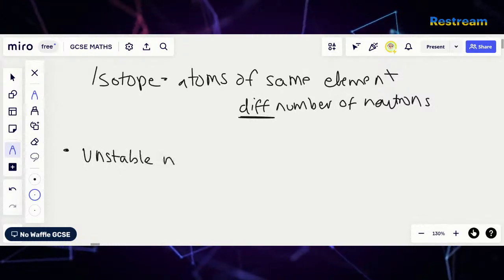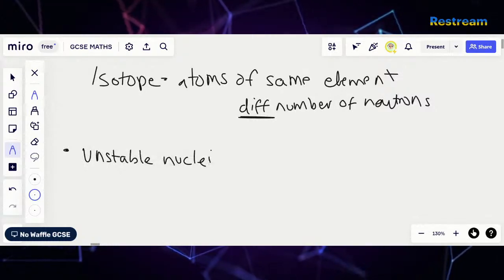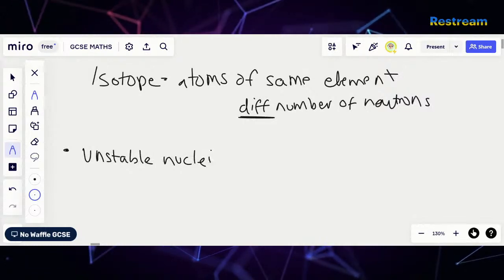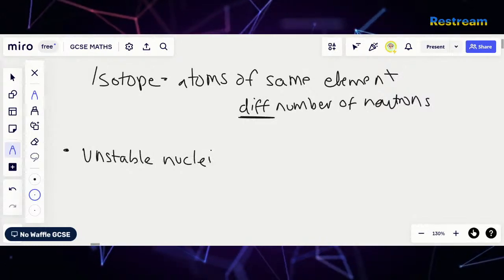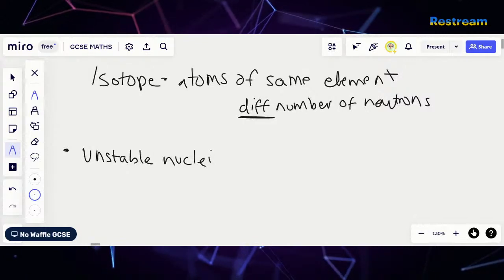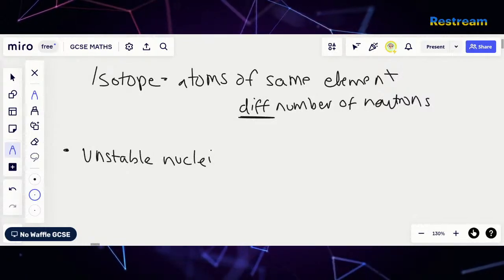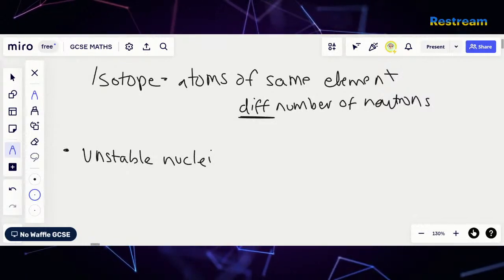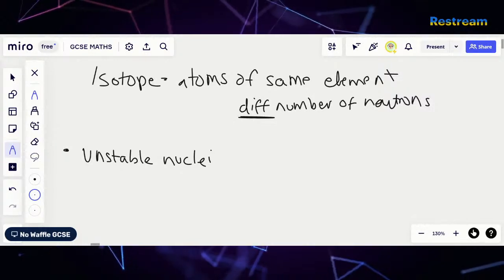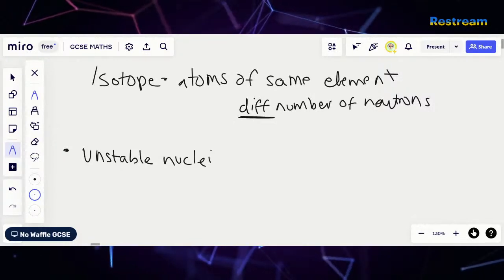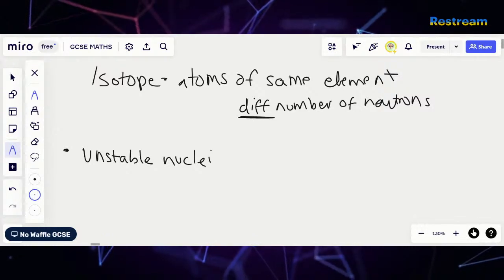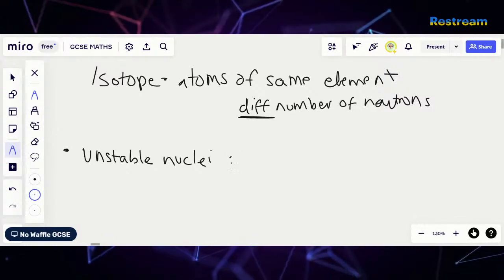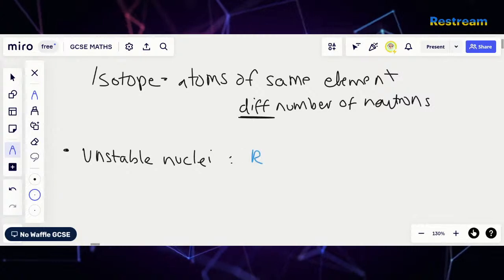Unstable nuclei. Now, as everything in chemistry says, anything unstable wants to become stable. It wants to stabilize. So an atom wants to gain a full outer shell. An unstable nucleus wants to go back to being stable. Now, in order to go back to being stable, it undergoes a process which we call radioactive decay.